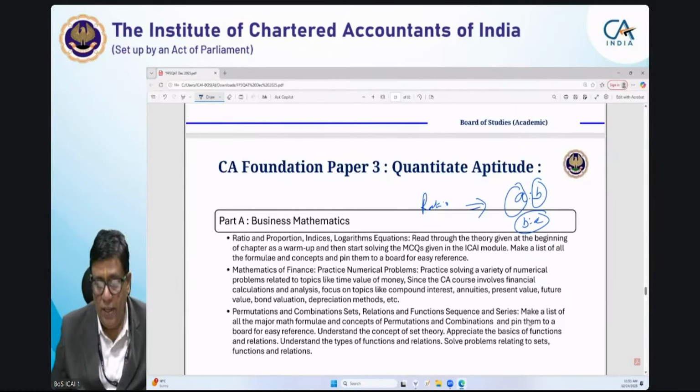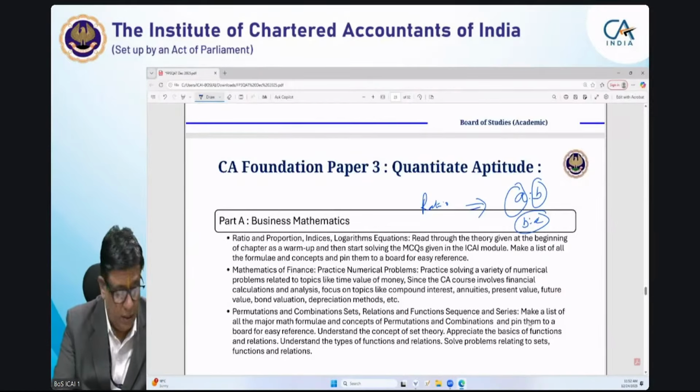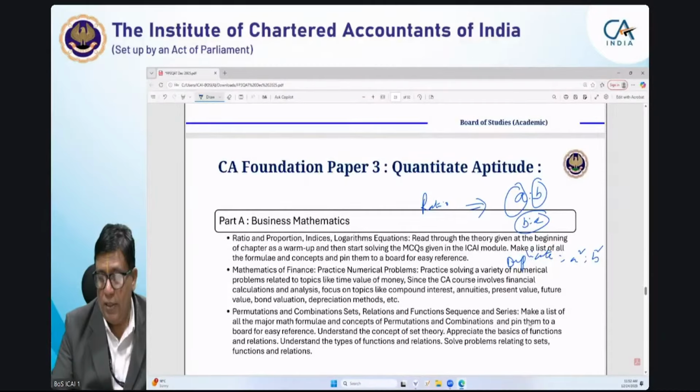These are all very important from the examination point of view. What is the duplicate ratio? Suppose A is to B is given, then the duplicate ratio means A squared is to B squared. And the square root of A is to the square root of B is the subduplicate ratio. And triplicate simply means A cubed is to B cubed.